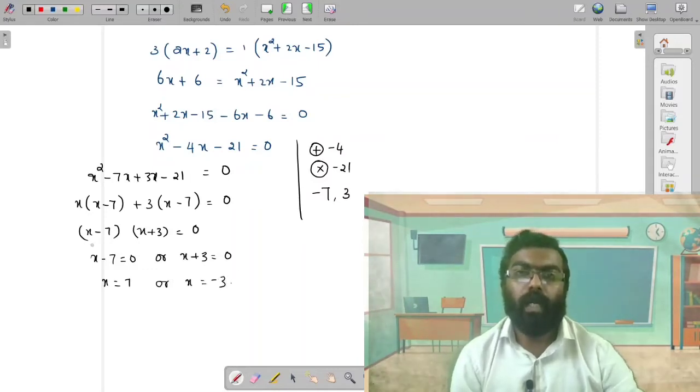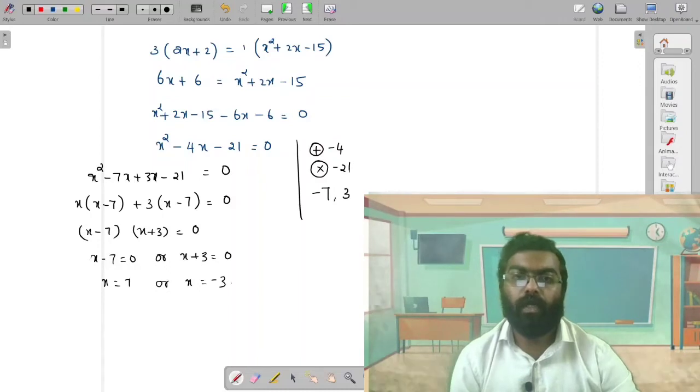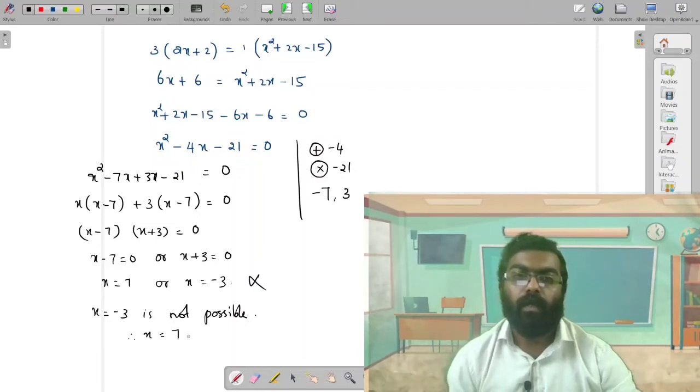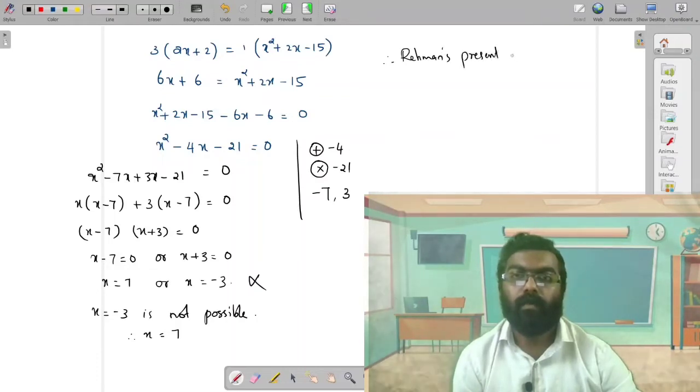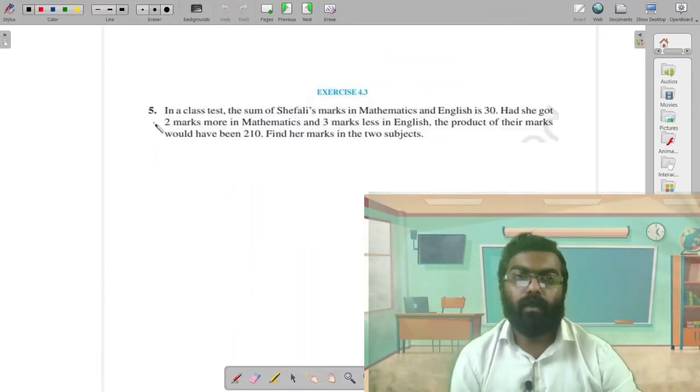Here we take x as the age of Rahman, so it cannot be negative. So this value x equal to minus 3 is not possible, and we can reject it. Therefore x equal to 7. And finally we can conclude that Rahman's present age is equal to 7 years. Is it clear? Now we move on to question number 5.